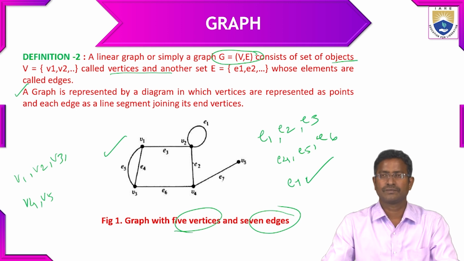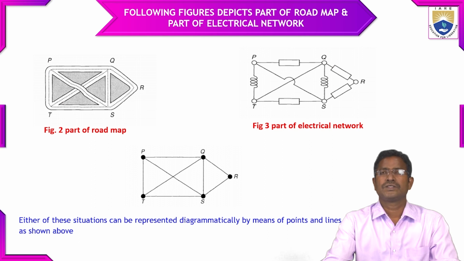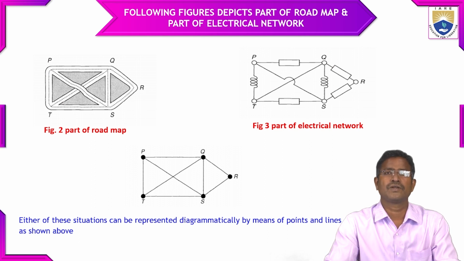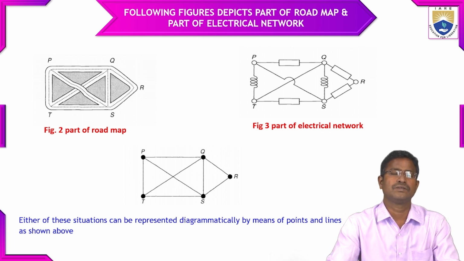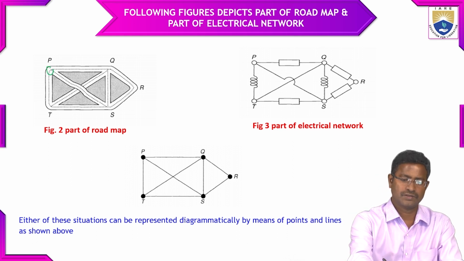So this is the basic definition of graph. And see the real-time applications. The following figures represent a part of a roadmap. So this is one junction. This is a crossover, right?